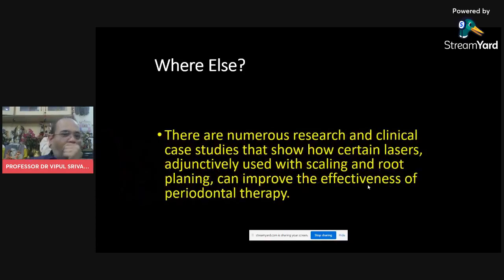Also, laser has its own disinfection properties. So this is the one use where I can use 980. Besides this, where else? There are numerous research and clinical case studies showing that certain lasers, used adjunctively with scaling and root planing, can improve the effectiveness of periodontal therapy.